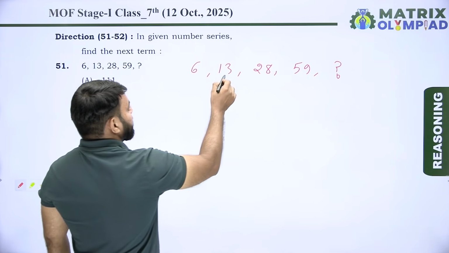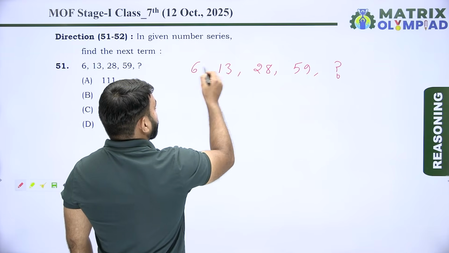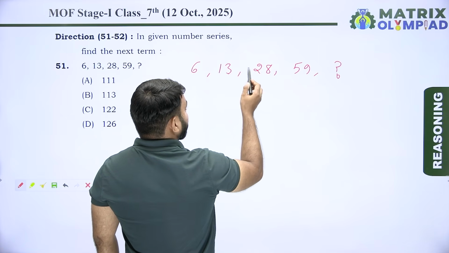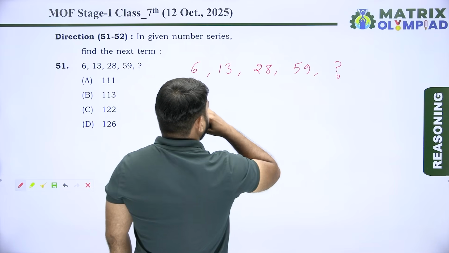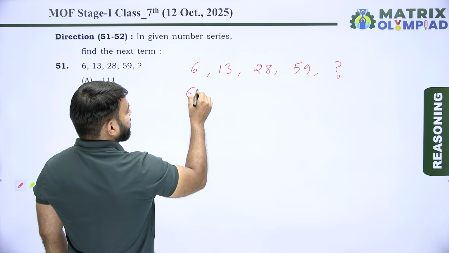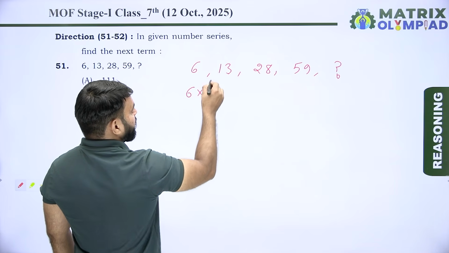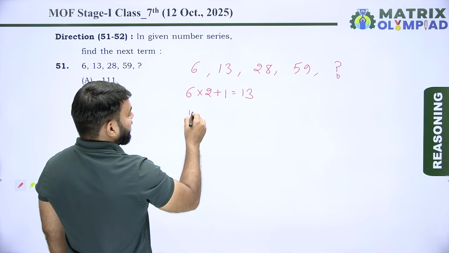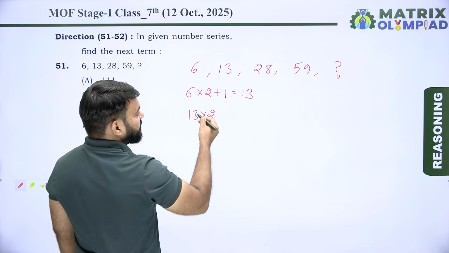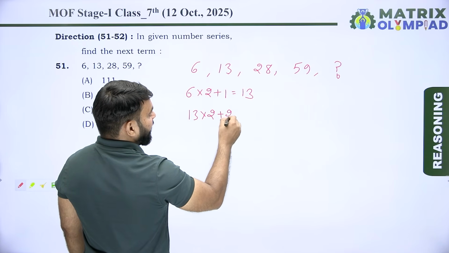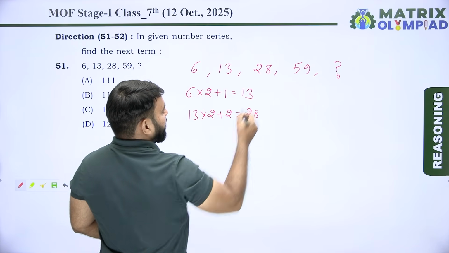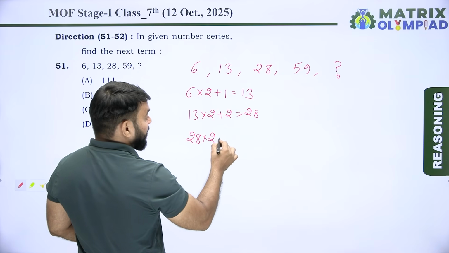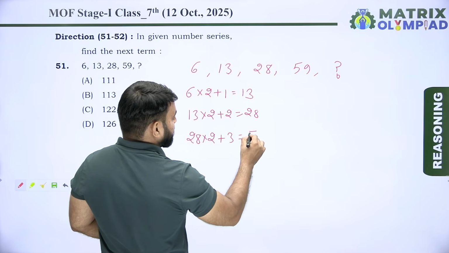So 6 to 13, 13 is almost double of 6. 28 is almost double of 13. It means the pattern is 6 multiply by 2, it means 12, plus 1, it means 13. Now 13 multiply by 2, it means 26, plus 2, it means 28. Now 28 multiply by 2, it means 56, plus 3, it means 59.